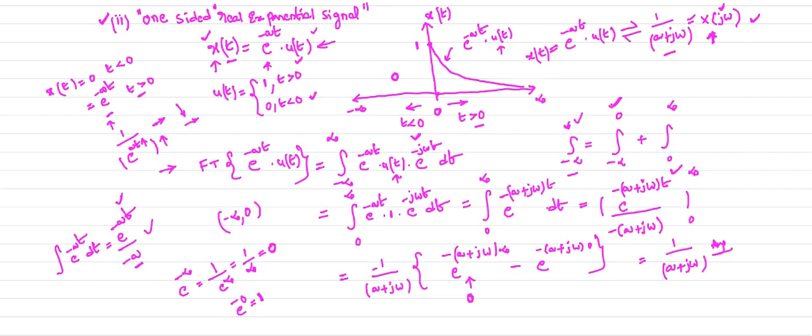How can you develop the magnitude and the phase spectrum? Let us observe here. Your x of j omega is nothing but 1 by a plus j omega. This is the result I got from e power minus at into u of t. This is a one-sided real exponential signal because it is only defined on the positive side of the real axis. That's why it is called one-sided real exponential signal, not complex. This is the real exponential signal. So its Fourier transform is nothing but 1 by a plus j omega.